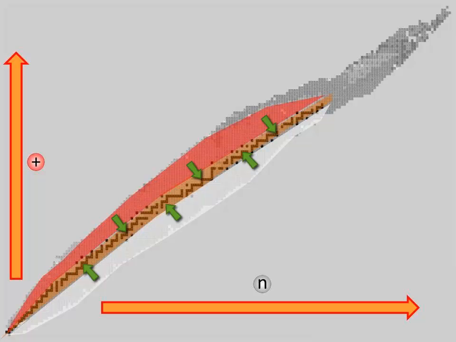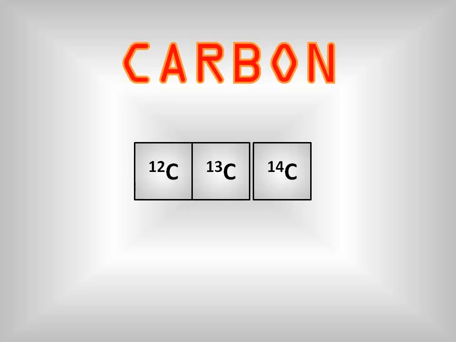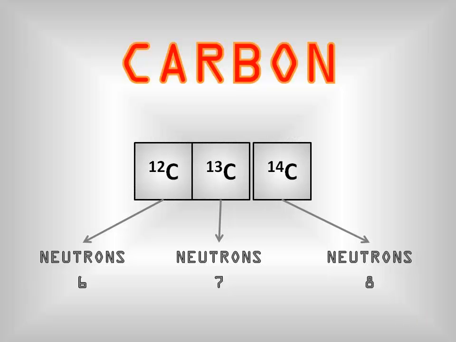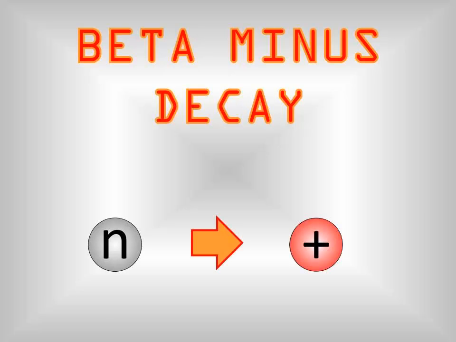the belt of stability. Let us examine carbon-14, for example. We know carbon isotopes 12 and 13 are the most stable and fall in the belt of stability. This means that carbon-14 is neutron-rich. A neutron-rich nucleus will typically go through a process called beta-minus decay. This involves the change of a neutron into a proton. When this happens, an electron is released or radiated along with an electron antineutrino.